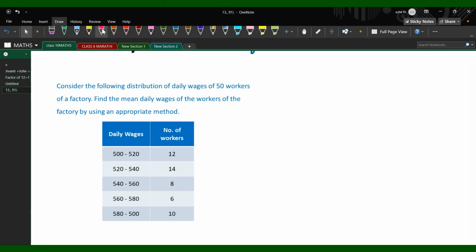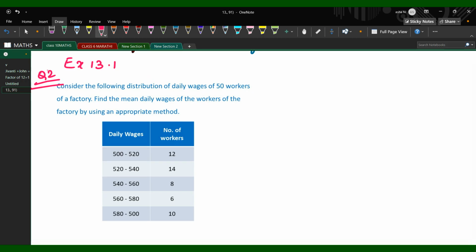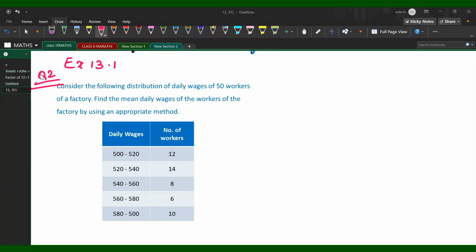Okay, this is the same exercise 13.1, question number 2. Consider the following distribution of daily wages of 50 workers of the factory. Find the mean daily wages of the workers of the factory by using the appropriation method. Okay, this is another method, appropriation. Let us use that now.